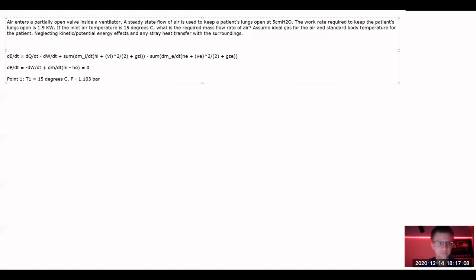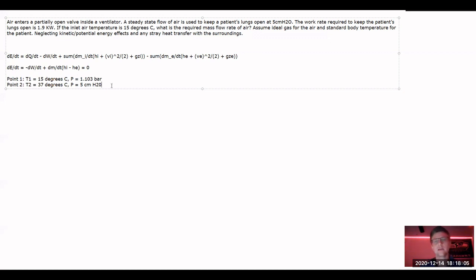103. And at point 2, we have T2 equals the internal body temperature of the patient, which for our standard body temperature for a patient in Celsius is 37 degrees Celsius. And we are going to say that our pressure equals 5 centimeters of water. Like so. That should be equals.